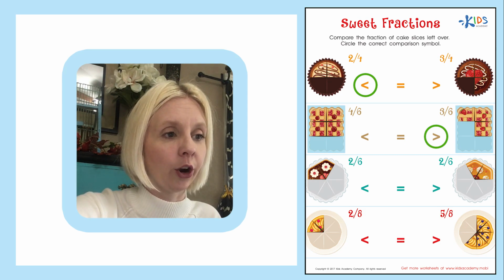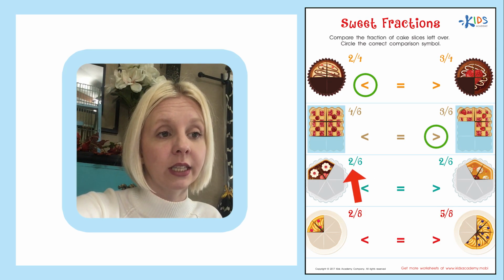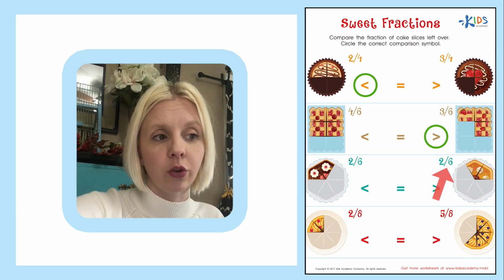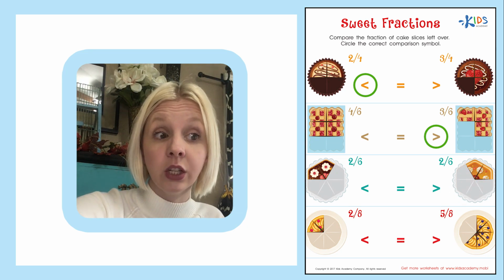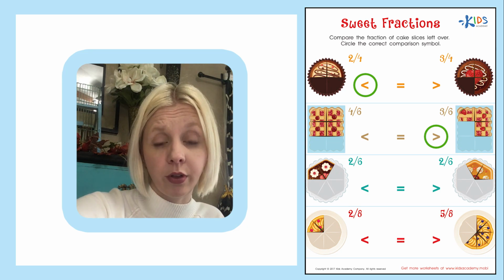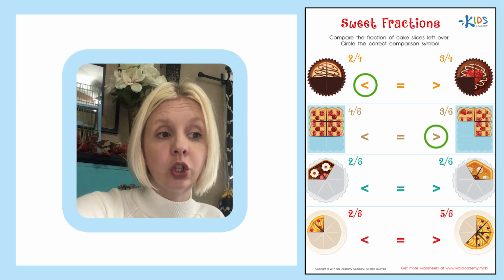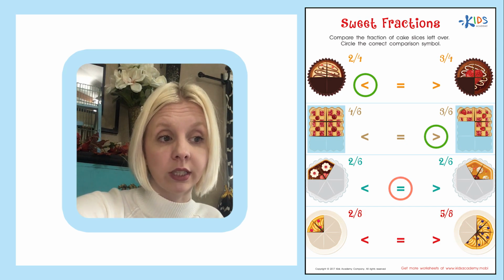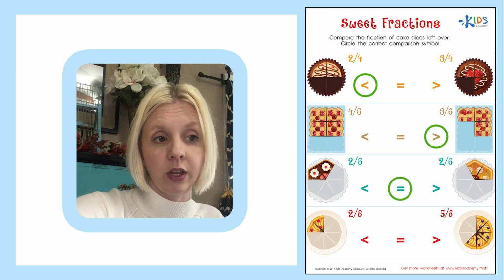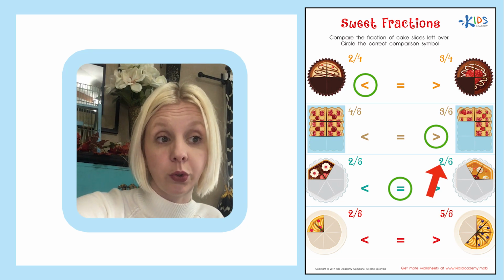The next one here is 2/6 and 2/6. So that means there's 2 pieces of the cake in this one, and there's 2 pieces of the cake in this one. So looking at it, they're both the same. There's not one that's greater than the other. So the symbol that represents the same as is the equal sign. Equals means that these are both the same. So we would read this as 2/6 is equal to, or the same as, 2/6.